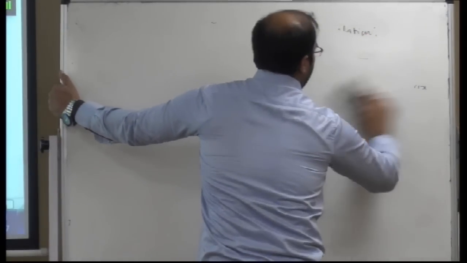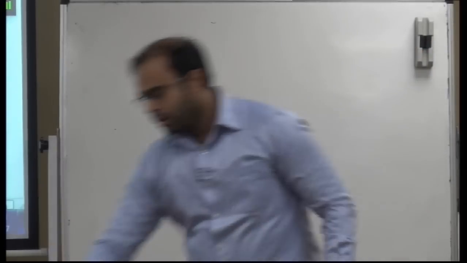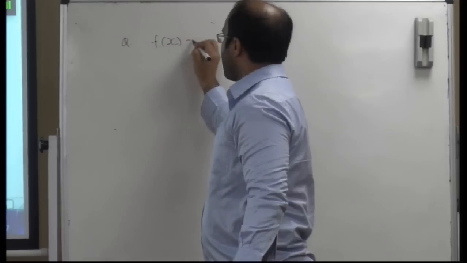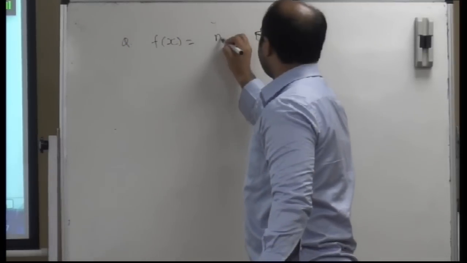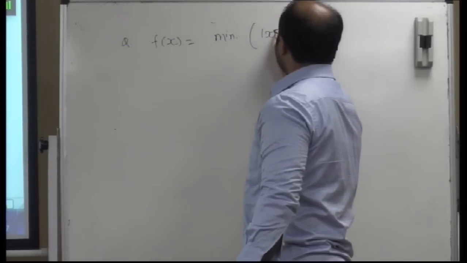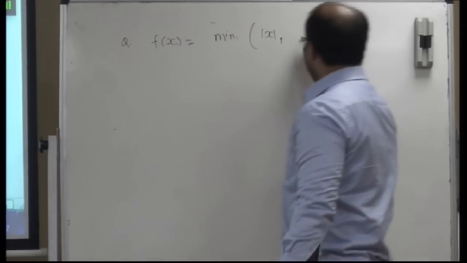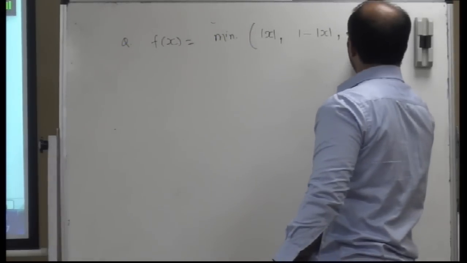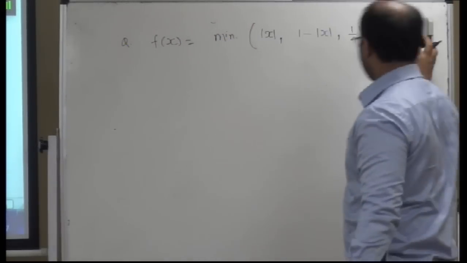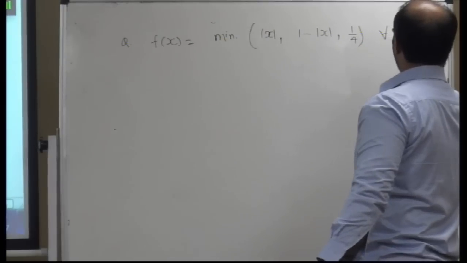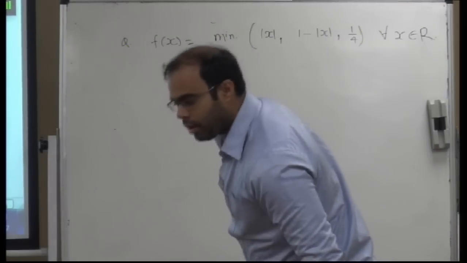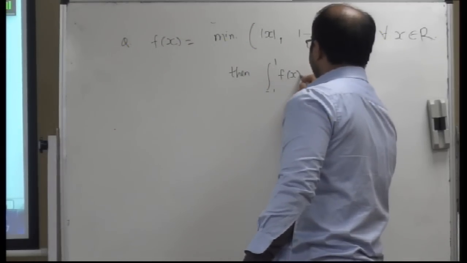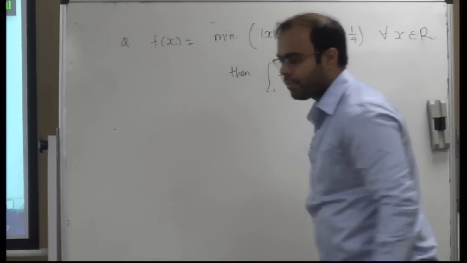So we are taking a function f(x) which is the minimum of mod x, 1 minus mod x, and 1 by 4, for all x belonging to real numbers. Then what will be the value of the integral from minus 1 to 1 of f(x) dx?